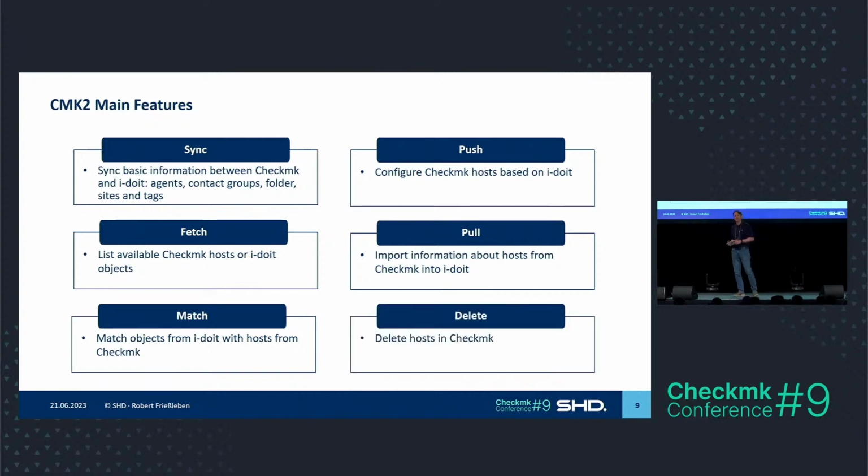The last group is self-explanatory. It's the delete. Here you can delete hosts from Checkmk. Why can't I delete objects in i-doit? Because we say i-doit is the mother of all static data, and i-doit decides, or we decide in i-doit, which hosts will be archived or deleted.